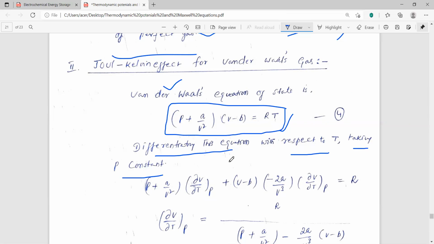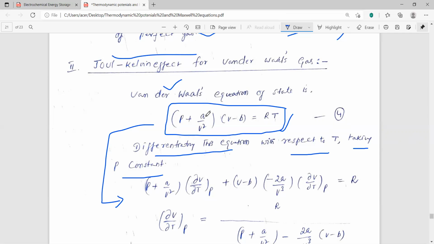Because you have that value in the new equation, the Joule-Kelvin coefficient of expansion value. So that is why I am taking the differentiating value of this. I am differentiating this equation with respect to T, taking P as a constant. Now, let us see how to differentiate this equation.